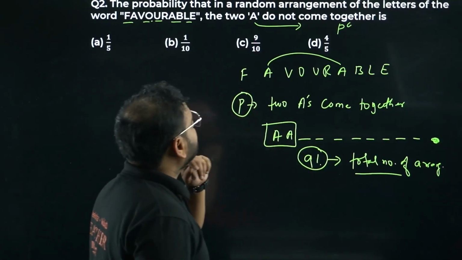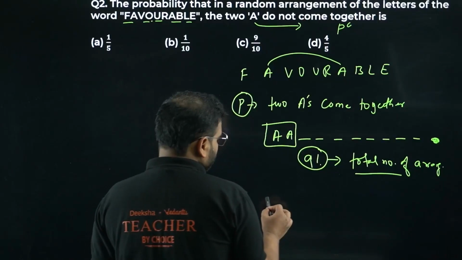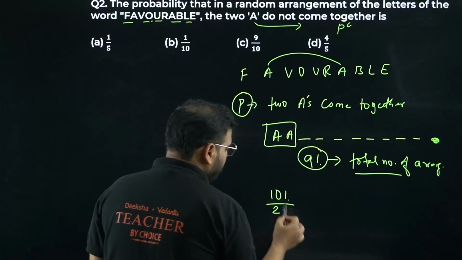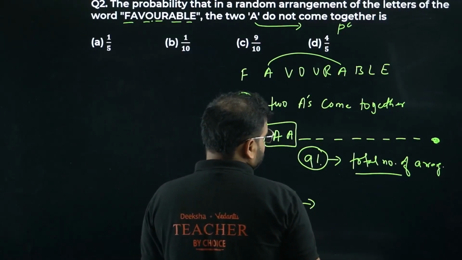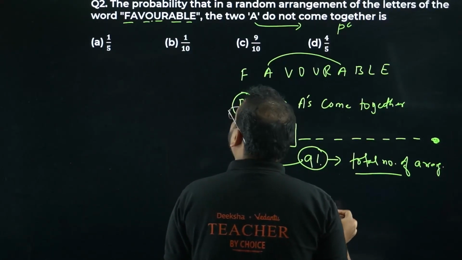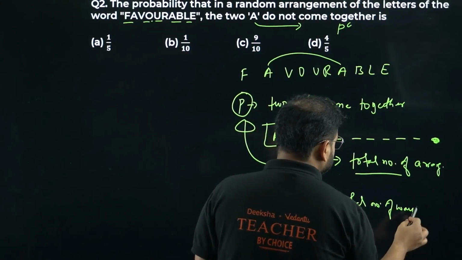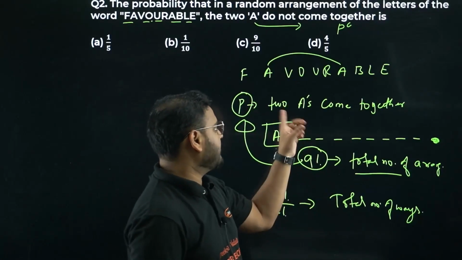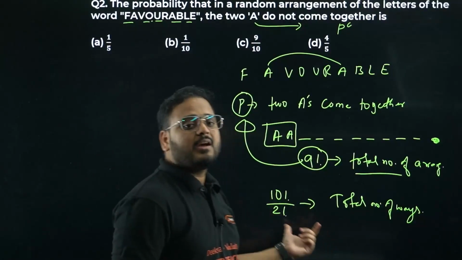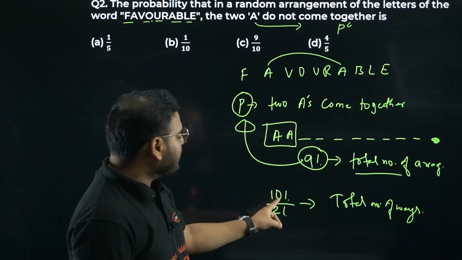Now what is the total number of events? I have total number of events to be 10 factorial, but 2 are coming together, so divided by 2 factorial. The 9 factorial is for this arrangement for 2 A's to come together, and this is for the entire number of ways for all the letters. How many are there? 10, but 2 are the same, so we have to divide by 2 factorial. So we have 10 factorial by 2 factorial.